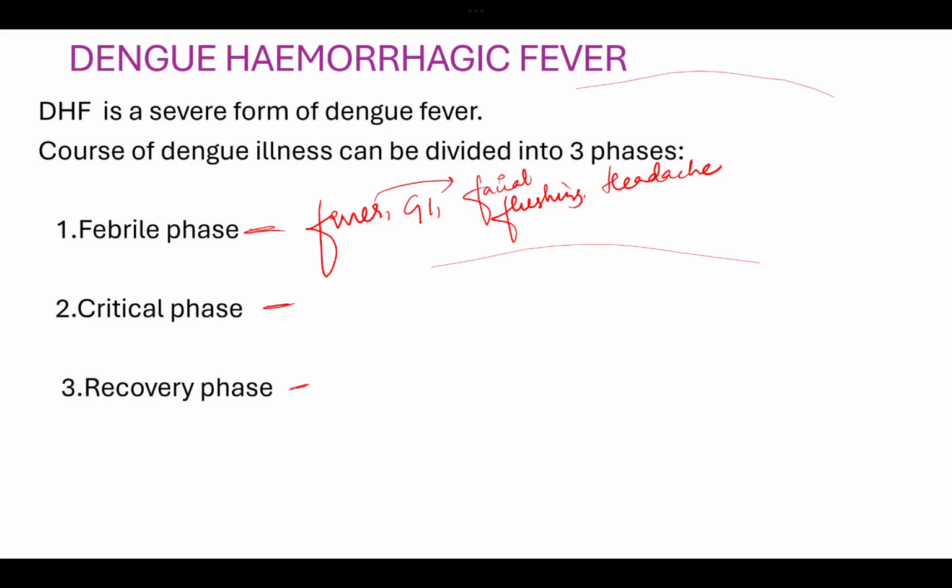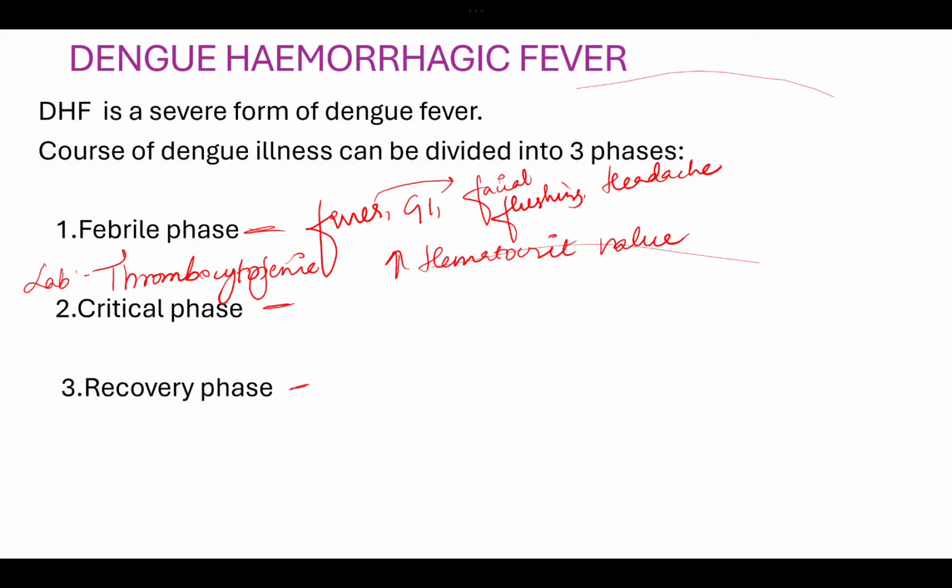Then what is the main pathophysiological change which will determine the severity of the disease? That we saw: the rise in the hematocrit value, and we also saw there is thrombocytopenia. These are the lab changes: thrombocytopenia and increase in hematocrit value.